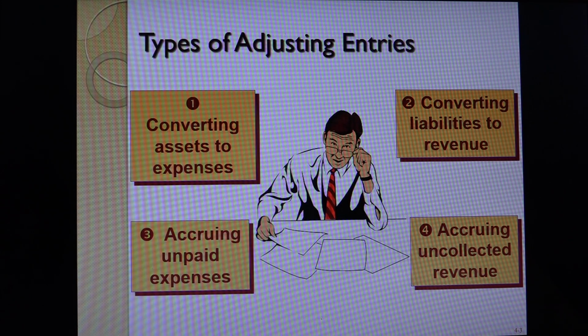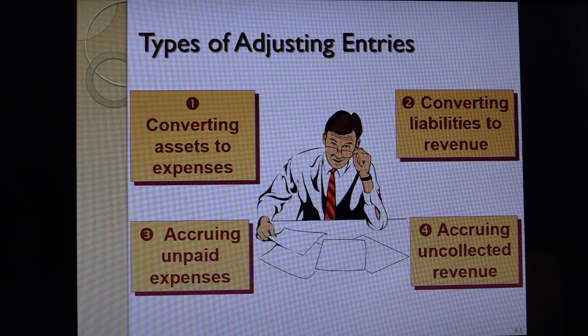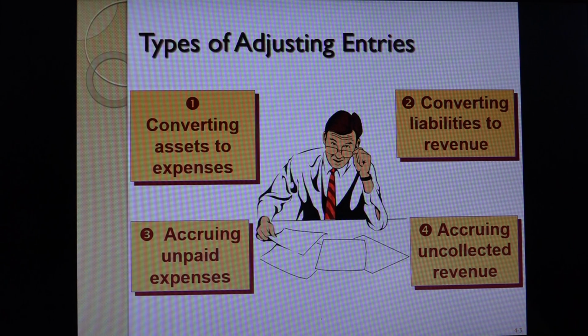You can convert a liability to a revenue. That would be where you've asked a customer to prepay something, and so you are going to record the receipt of cash, but you're going to record an obligation, a liability, and then at some point you're going to do the work or provide the good, and then at that point you're going to recognize revenue.